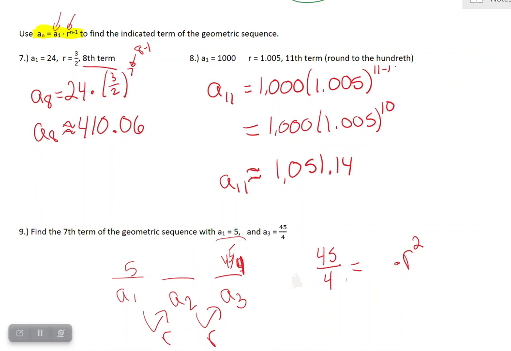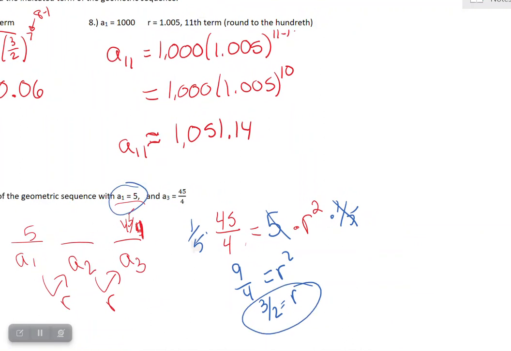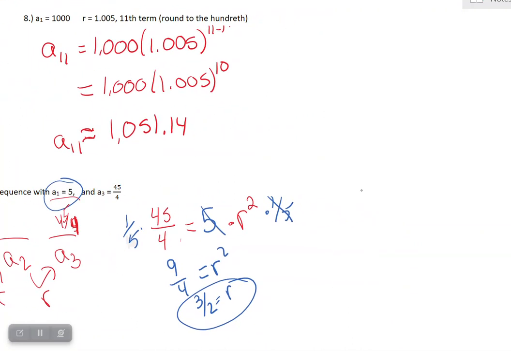So a sub 1, let's fill that back in with 5. I'm going to divide by 5, which is multiplying by 1/5. This is going to be 9/4. And so r squared, r equals 3/2. So now that I have that and this, I can figure out what the 7th term is.